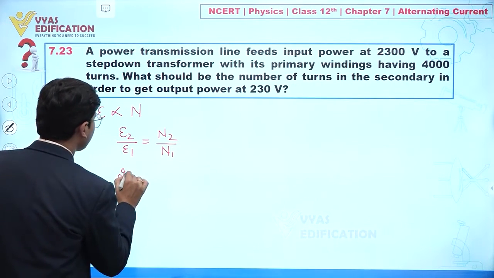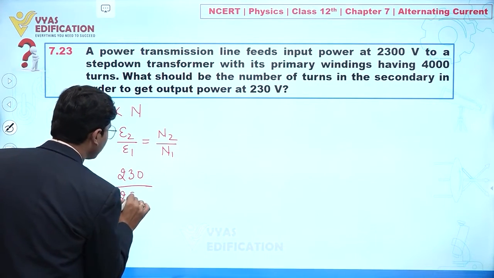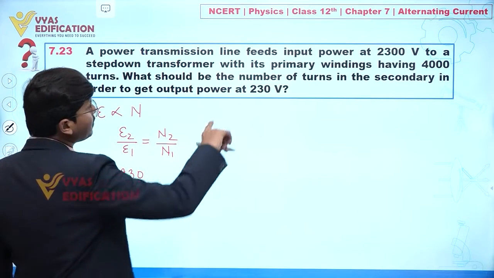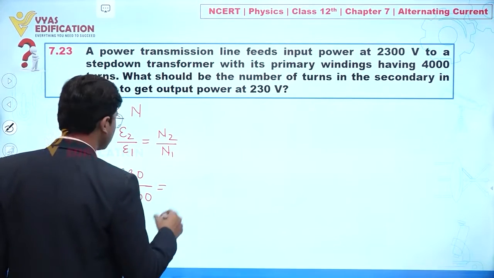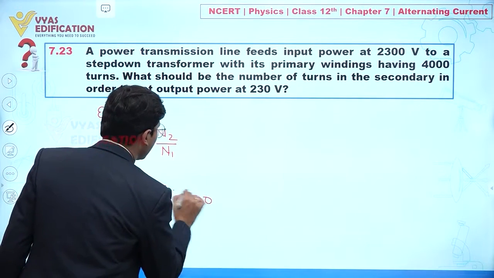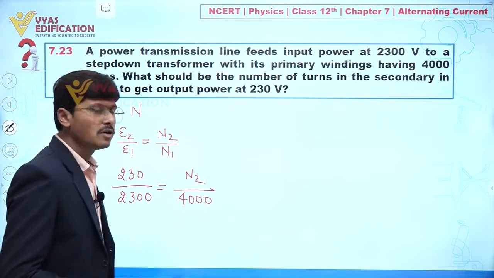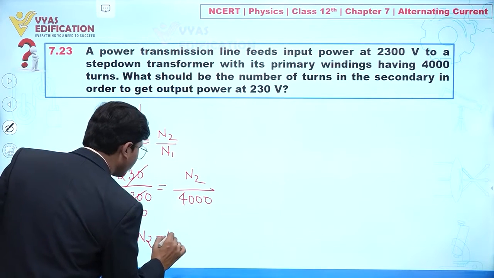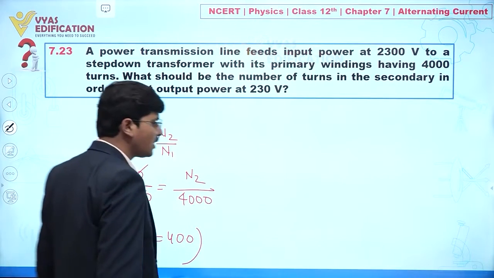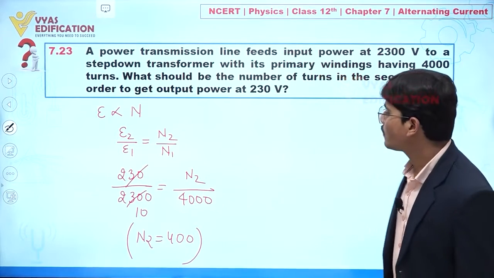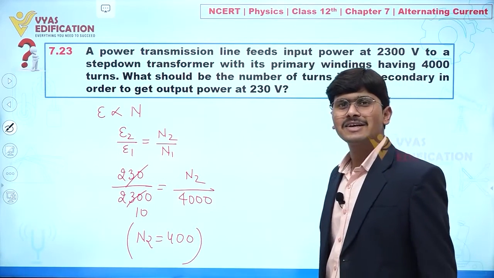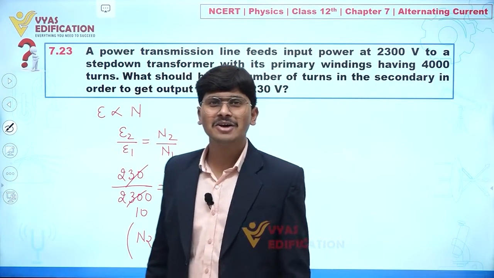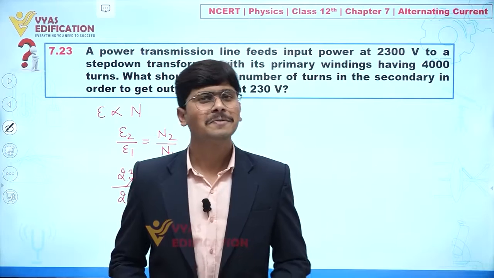So we can say output power we have 230 volt, input power we have 2300. Number of turns: in the primary winding the number of turns is 4000, divided by N2. From here this cancels out, I can say 10. So the value of N2 we are getting is 400. So the number of turns is equal to 400. So this is all about this question.